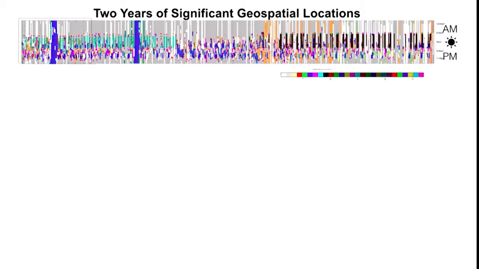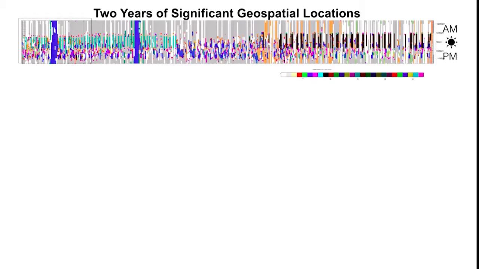Here I'm just showing you about 2 years' worth of geospatial data from one participant. From left to right, you're seeing time, about 200 days' worth of days. And then vertically here is just time of day, so the middle here is around noon. And each of the colors that you see represents a different location of this person's life.